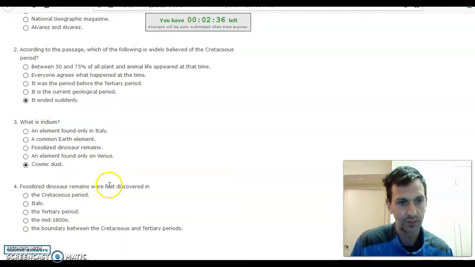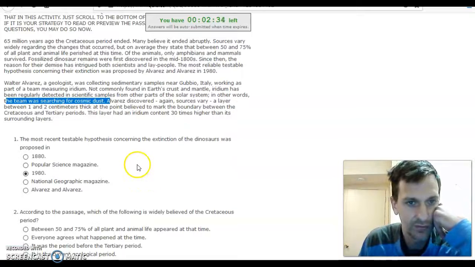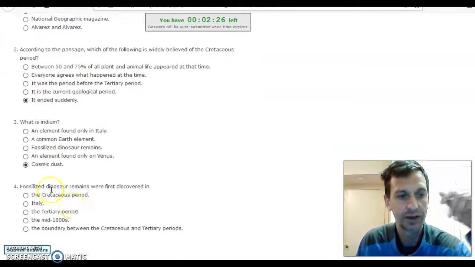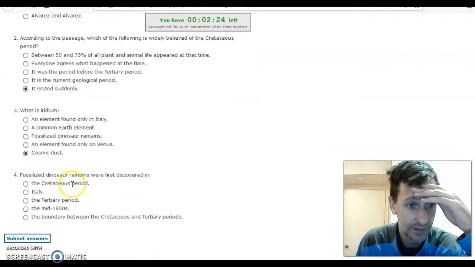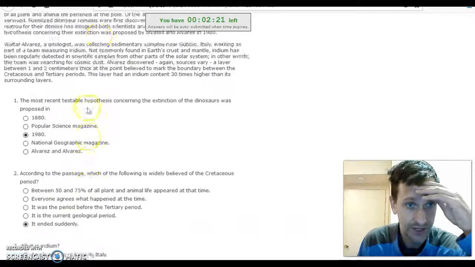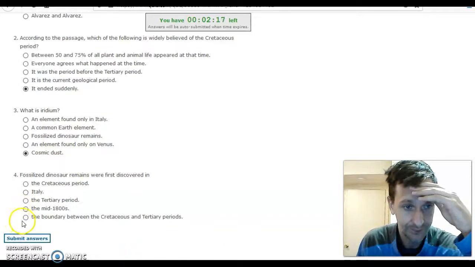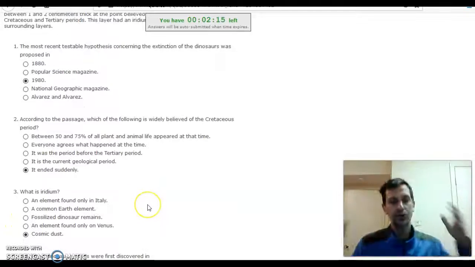Fossilized dinosaur remains were first discovered in what? Look for fossilized dinosaur remains. Fossilized dinosaur remains were first discovered in the mid-1800s. See, we're looking for these keywords. In the mid-1800s. All right, you see how quickly I got those answers?